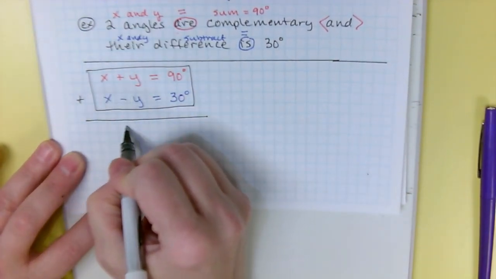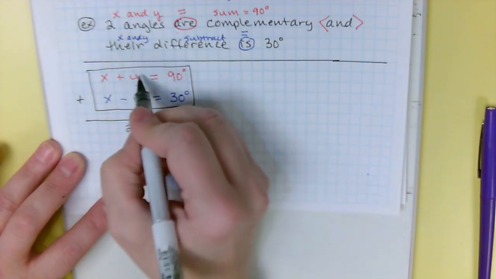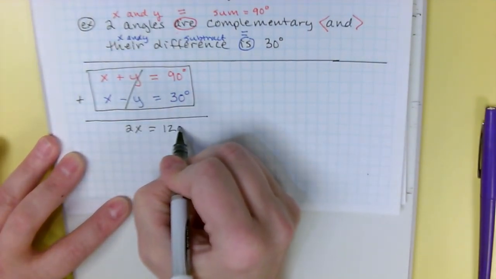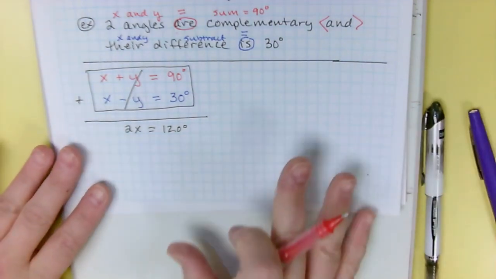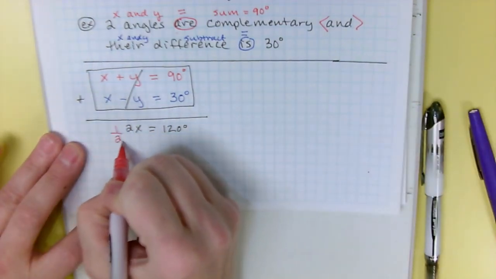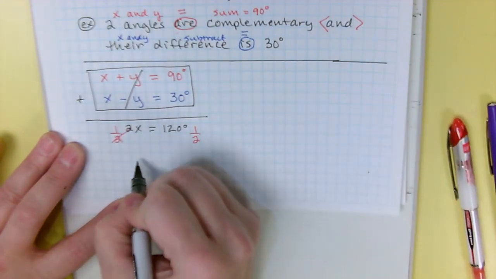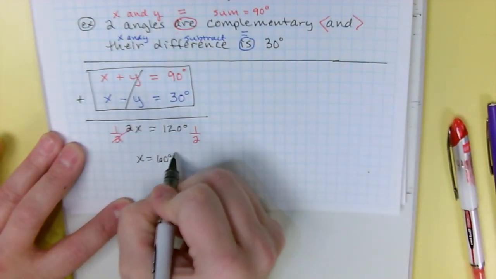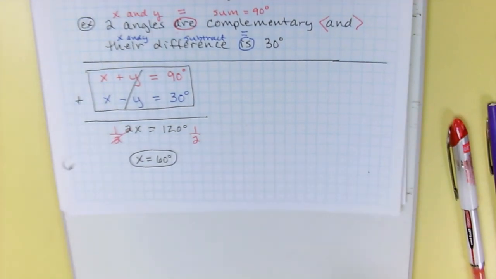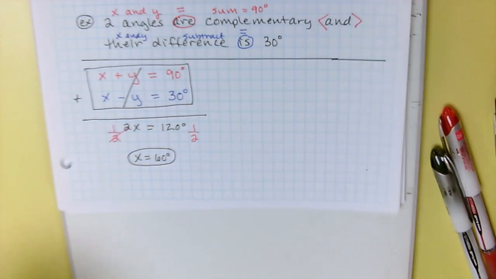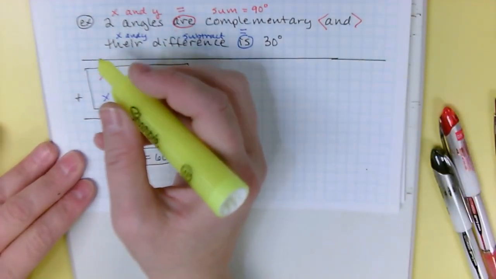X plus X is 2X. The Y's add up to 0. 90 plus 30 is 120 degrees. To get the 2 off the X, multiply both sides by a half. Half of 120 is 60. So X is 60 degrees. All right, and that was eliminating the Y's.